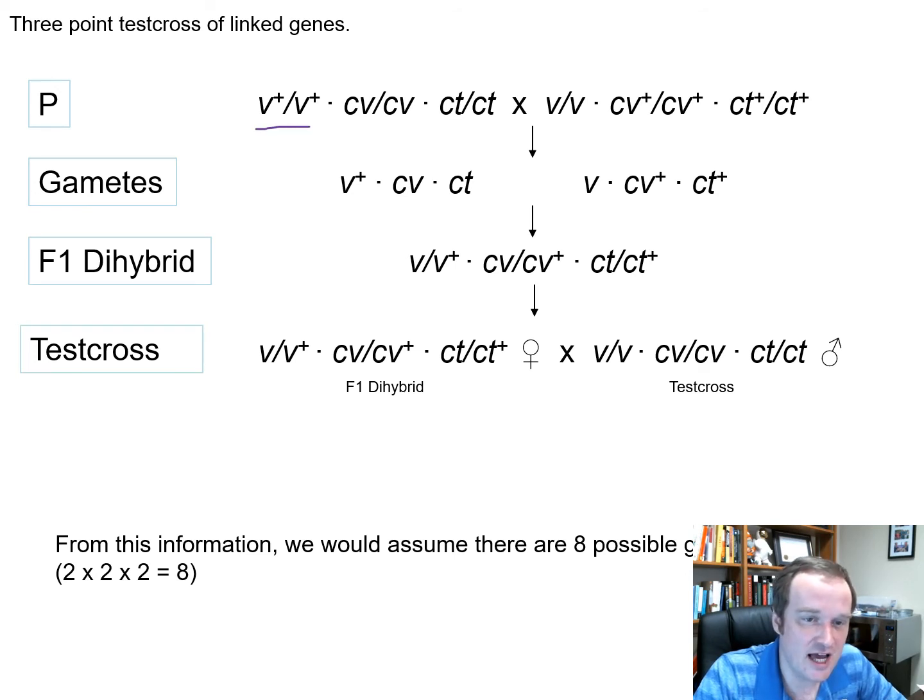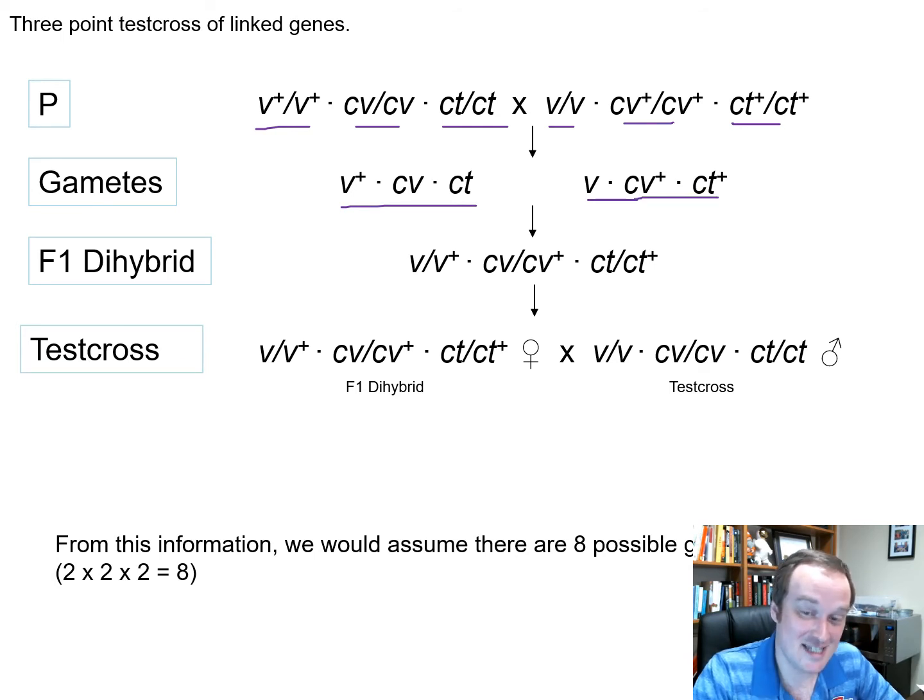So in parent 1, we have the wild type V plus V plus, and then CV and CT that are homozygous. And then in the other individual, we have the opposite, the reciprocal, right? So we have VV, then CV plus CV plus, and CT plus CT plus. So our gametes are V plus CV CT, and V CV plus CT plus. So when they come together, these two gametes, we are heterozygote for all 3 genes, right?